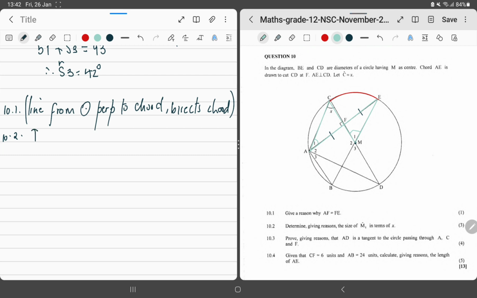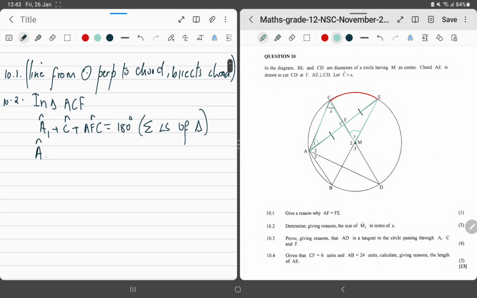Looking at triangle, in triangle ACF, A1 plus C plus AFC is equal to 180 degrees, the sum of angles of a triangle. A1 should be equal to 180 degrees minus C, which is x, minus AFC, which is 90. This is 90 degrees minus x.